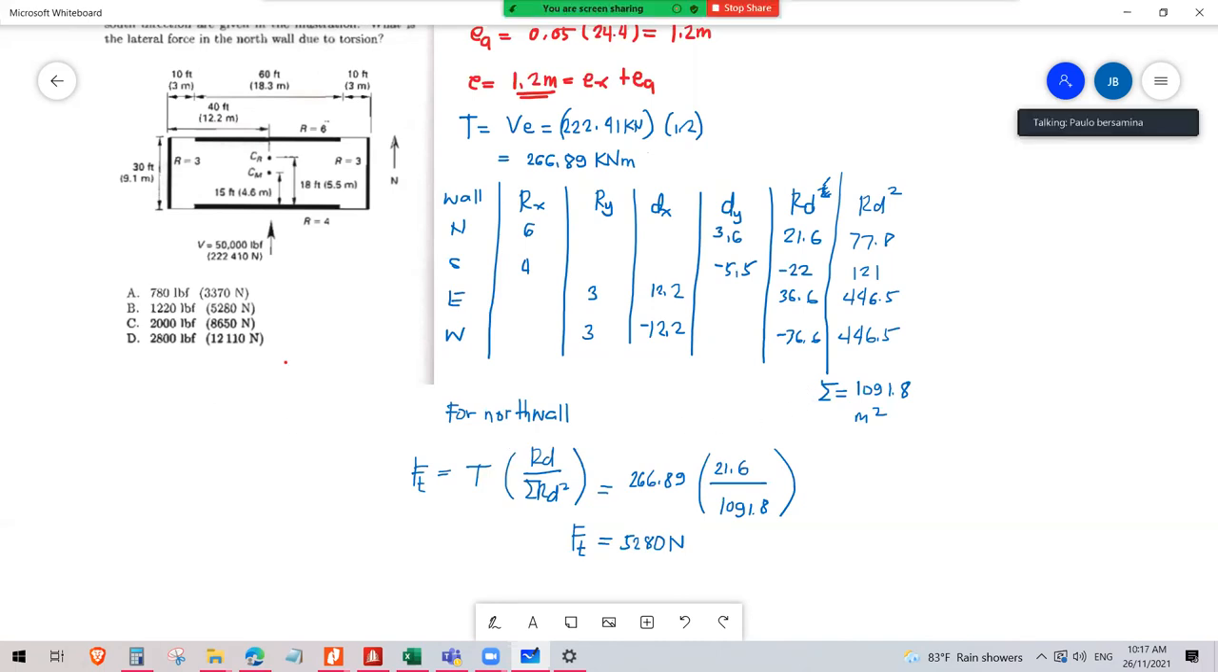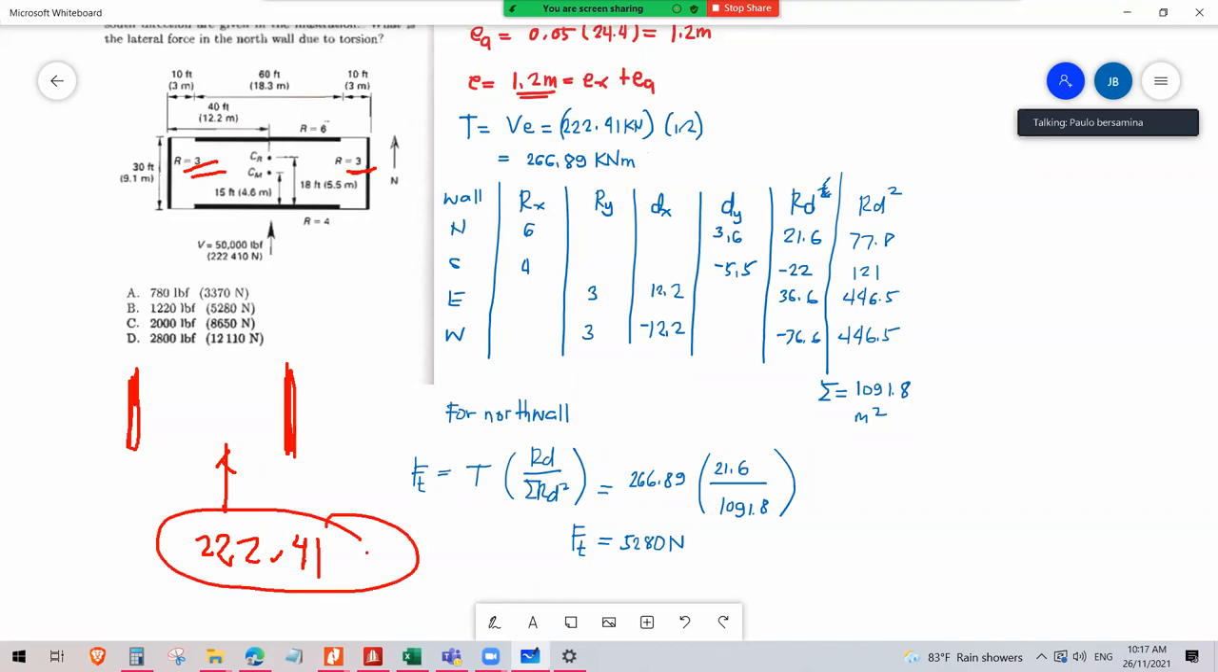And kung direct shear niyan, basically, di ba? If this is 222.41, ang magiging direct shear ng west wall is this. Sila lang may magre-resist. Diba? So, since both sila the same ng rigidity, so divide mo lang sa 2. 222.41 divided by 2 is 111. Na? Or in something. 0.20205. Na? Yan. Yan yung direct shear. Okay?